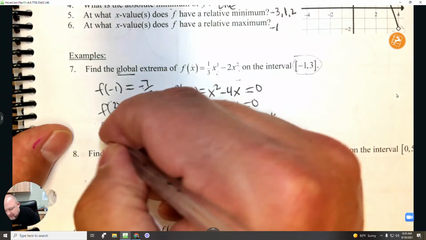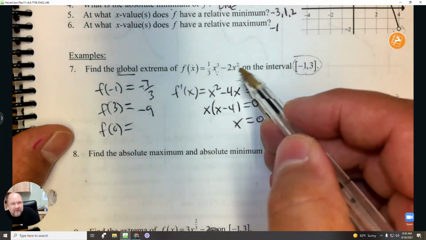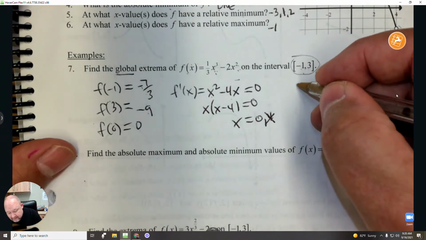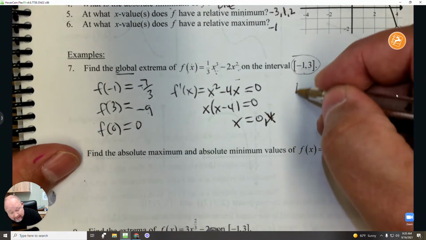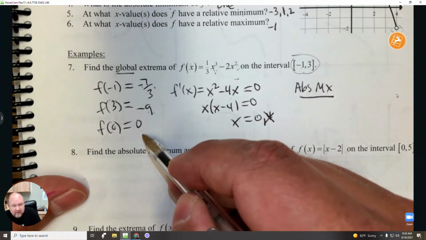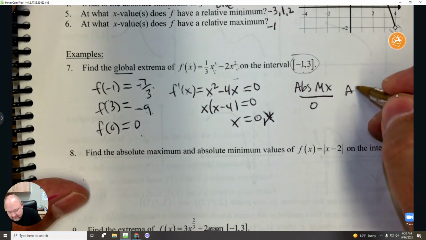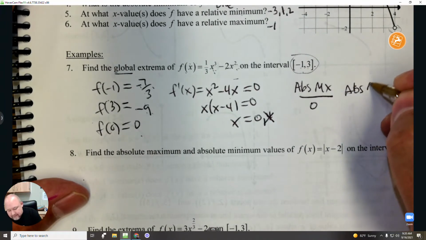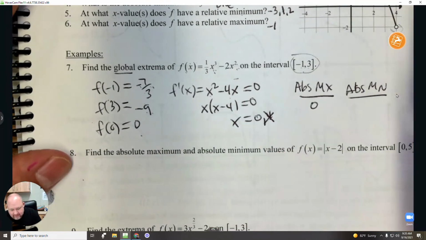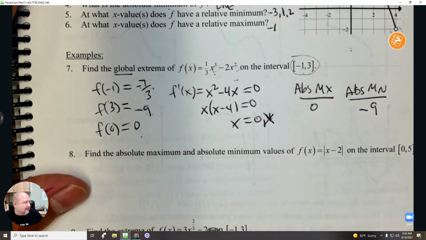So if I plug 0 in, that's an easy answer. The answer is 0. So the global extrema would be the absolute maximum. So what's the greatest y value here? And it's 0. And the absolute minimum. What's the least, the lowest y value? And that's -9.